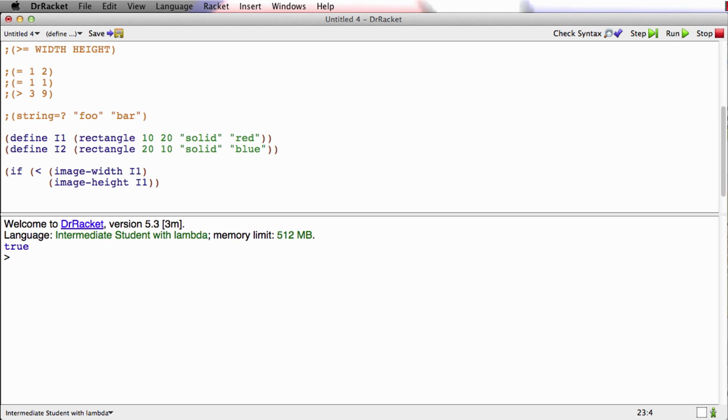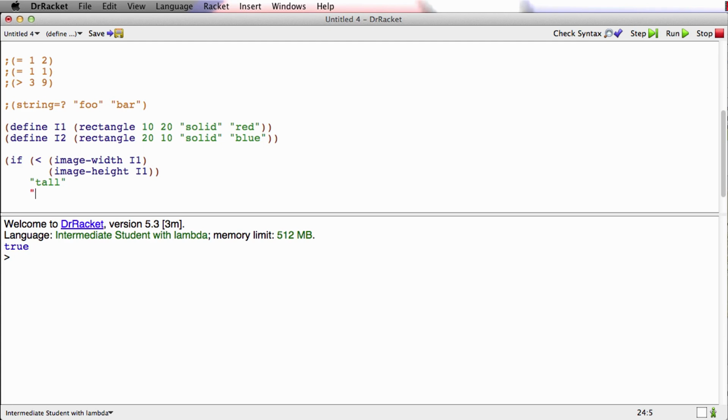If the question is true, then here's the true answer. We're going to say that the image is tall if its width is less than its height. And in the false answer, we'll say that the image is wide. And if I run that now, there's two interesting things to see here. One is that the result was tall because sure enough, I1 is taller than it is wide.